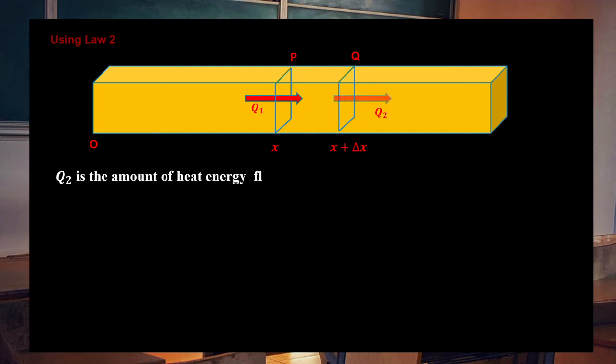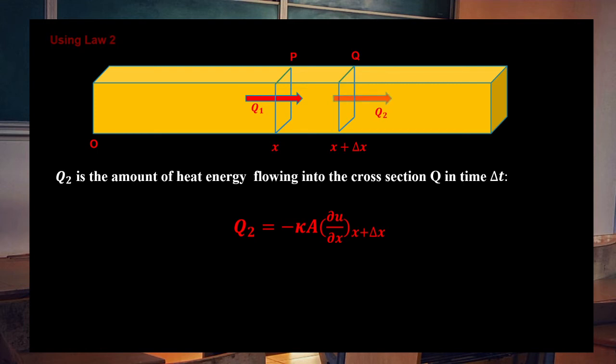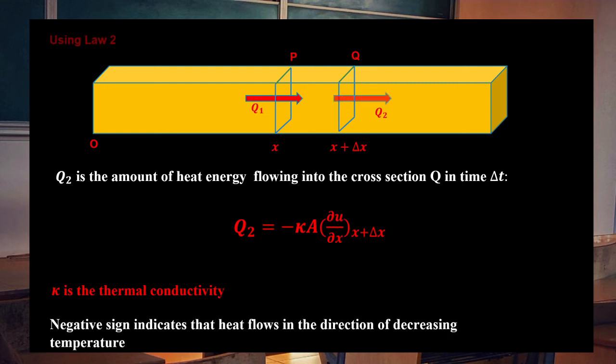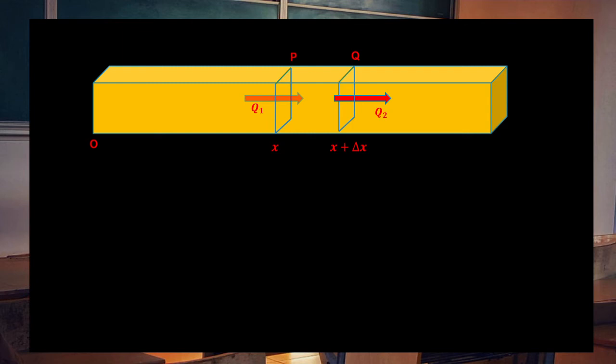Again, Q2 is the amount of heat energy flowing out through the cross section Q in time delta t. Then Q2 is equal to minus KA ∂u/∂x at the point x plus delta x, where K is the thermal conductivity of the material, and the negative sign again indicates that heat flows in the direction of decreasing temperature. So we have Q1 and Q2.